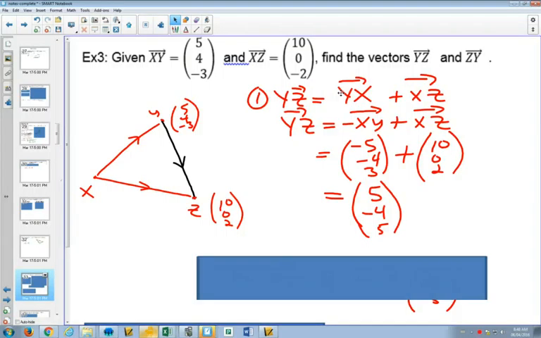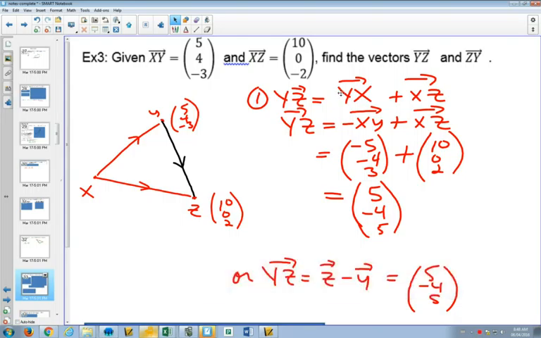But y to x is just the same as negative xy. So here we got negative 5, 4, negative 5, negative 4, 3, and then add x to z. So you find out that it's 5, negative 4, 5. And of course, z to y would just be the opposite of that. So you'd have all the negatives there. Yes? 10, 0, negative. Thank you. And then this will be a 1.